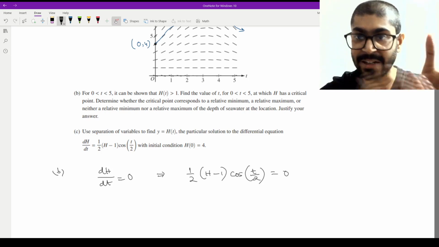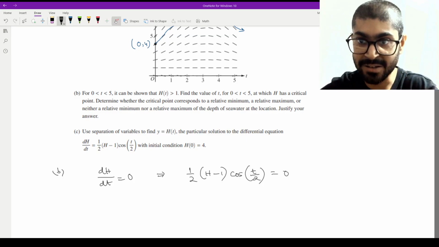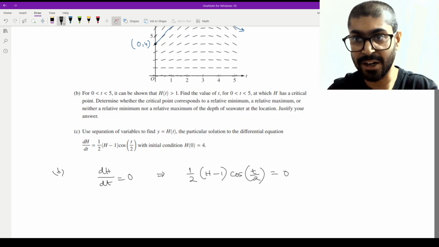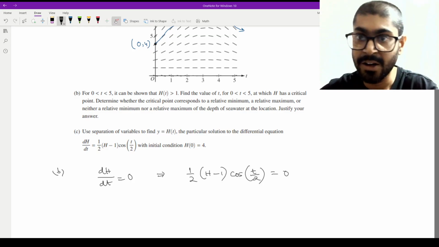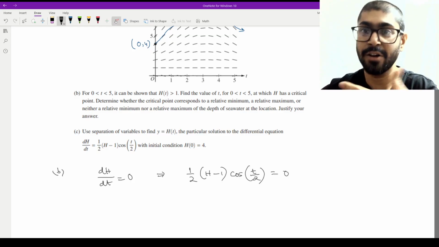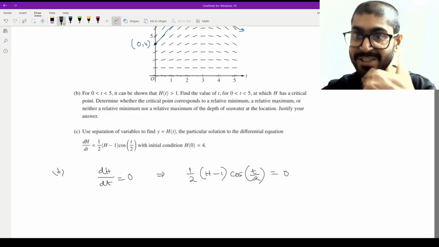Okay, the board that has set this question this year has referred to this as a critical point. Next year they might refer to it as a turning point or an inflection point. All right, so please make sure that you are aware of all the different names for the same thing.